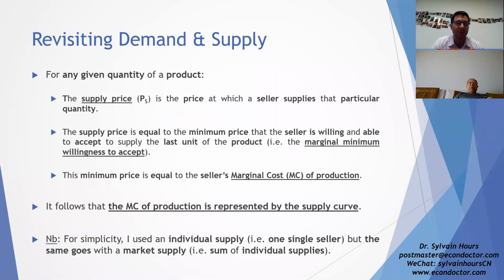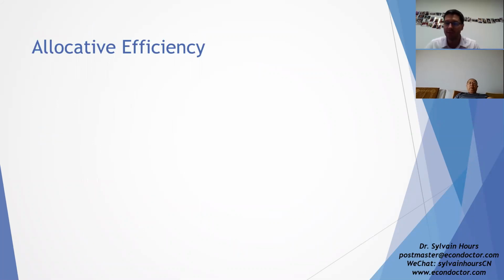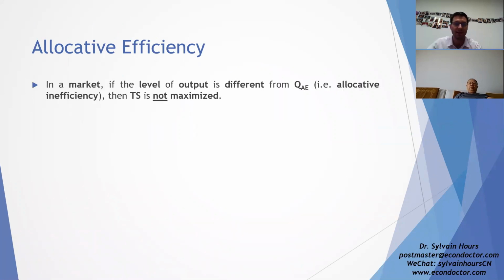But then what happens? What happens if we do not achieve allocative efficiency? Perhaps we don't have the right quantity. This is what we call a market failure. If we allocate too many resources to the production of one particular good or not enough, what's going to happen in this case? If the level of output is different from QAE, so we have allocative inefficiency, then total surplus is not maximized. We could do better.